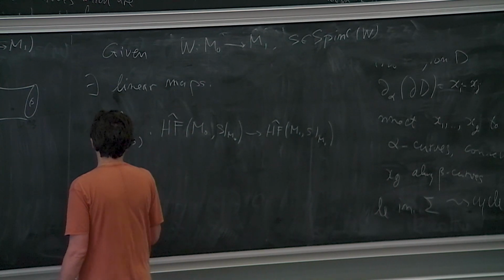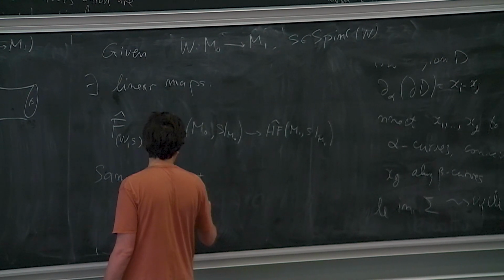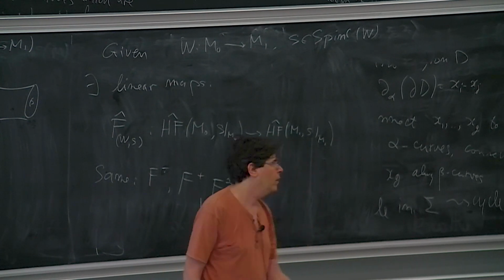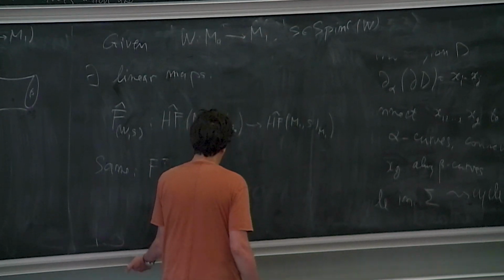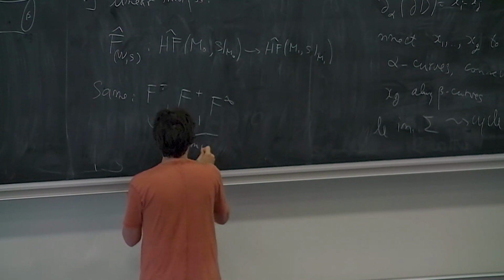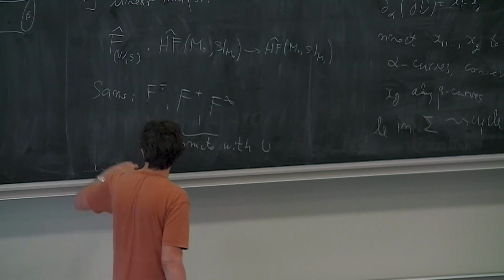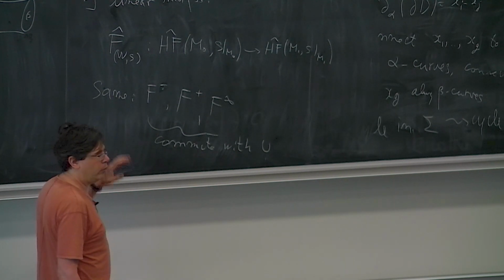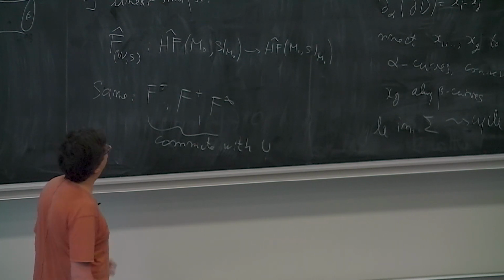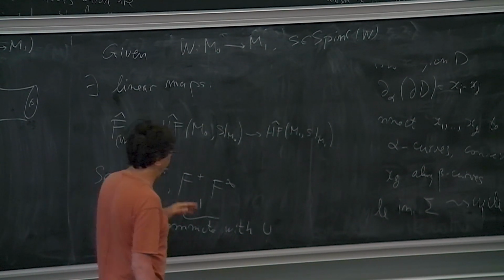And the same for the other versions of Heegaard Floer homology. This will commute with U, and they will all preserve the tautological exact sequences. So all the little structure we have introduced so far in Heegaard Floer homology is preserved by these maps.